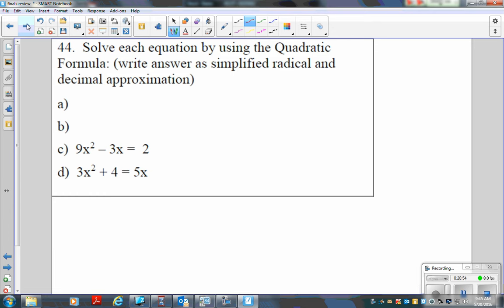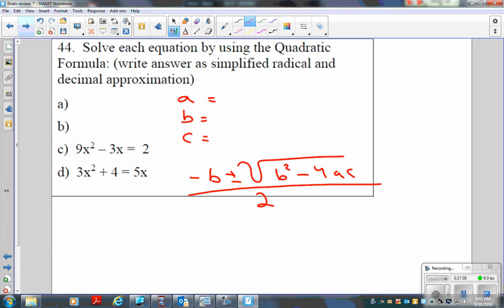All right, whenever you want to use the quadratic formula, you need to find the a, b, and c values. And you have to put them into the quadratic formula. Negative b plus or minus the square root of b squared minus 4ac all over 2a. There's only one thing you have to be careful of, though, and that is that you have the a, b, c values in the correct order.